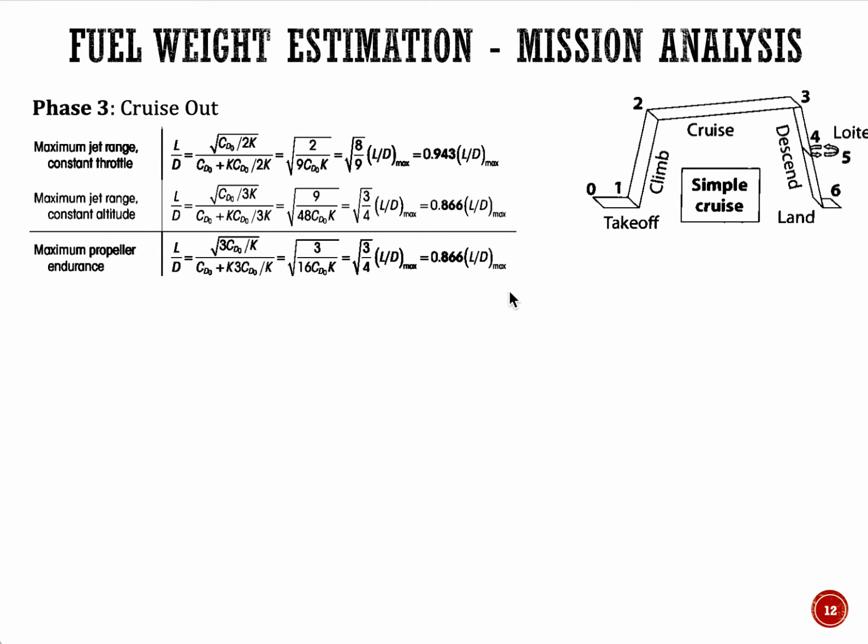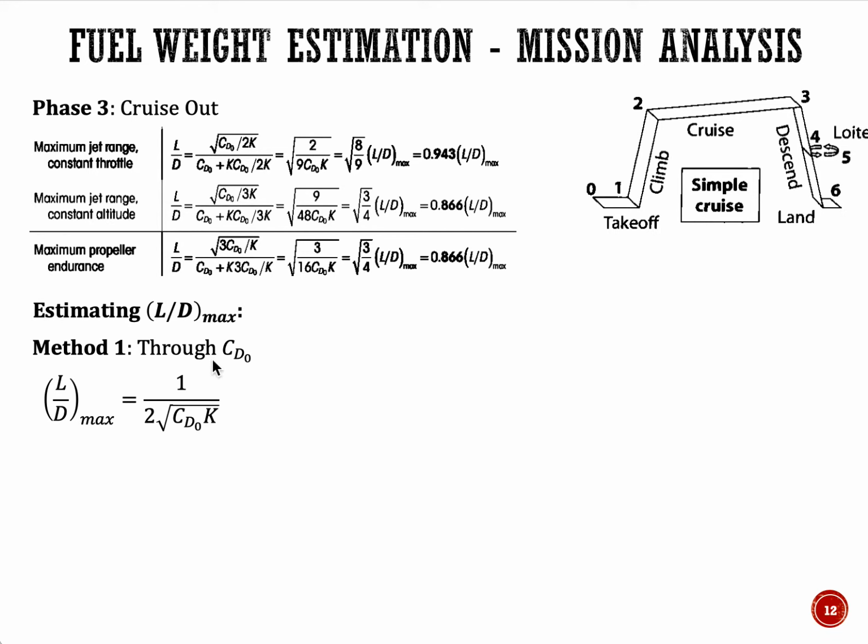Right. So now, if we were to use these values to estimate the L over D during cruise or loiter, what we need is an estimate for the L over D max. So again, for estimating L over D max, there are two methods. First, you can do it through CD0. For example, if you recall the performance homework, we derived an expression for the L over D max, and basically the L over D max really depends on the CD0 and K, where K is 1 over pi e AR.